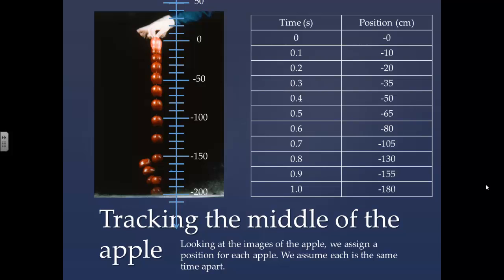We assume each is the same time apart. This means our times will go up by 0.1 second. That was our flash rate, so our times are 0, 0.1, 0.2, 0.3, etc. At the beginning, the apple is at position 0. Next, the next apple I see seems to be at a position negative 10, then a position negative 20. We have negative positions because we're going down.